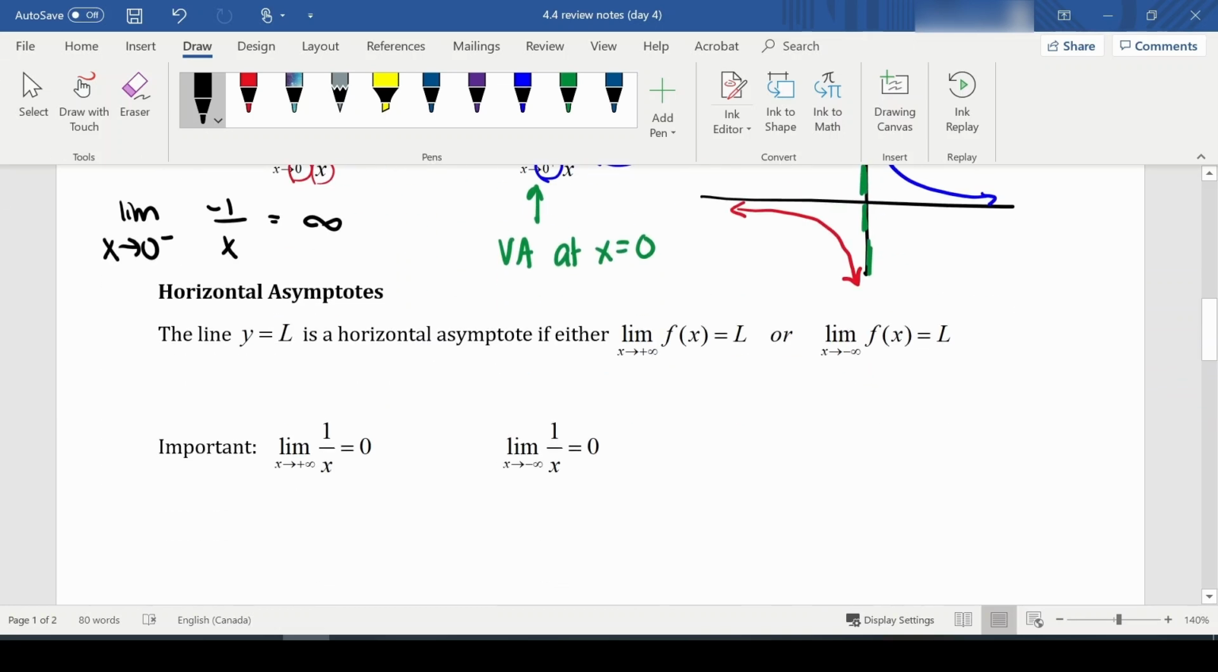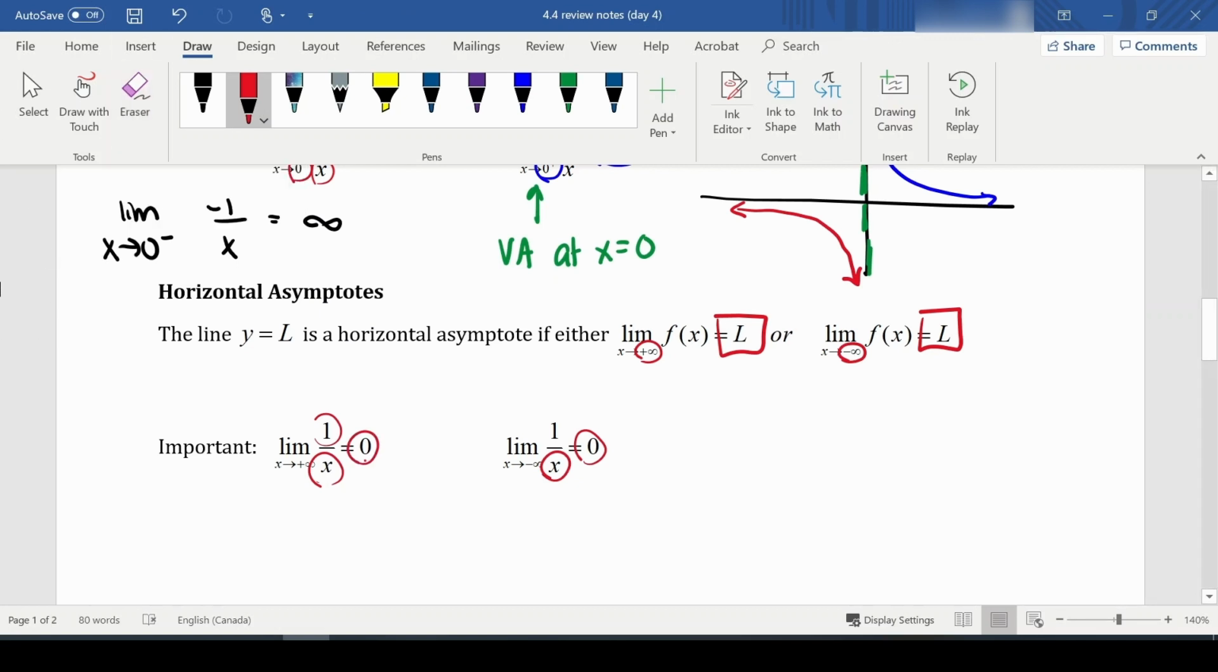Now we have a horizontal asymptote, y equals L, if x approaches either positive infinity or negative infinity and you converge on an actual number L. A reminder that if I take a constant like 1 and I divide it by a very, very large number, this is going to equal 0. If I take a constant 1 and I divide it by a very, very small number like negative 500 billion, this is also going to equal 0.